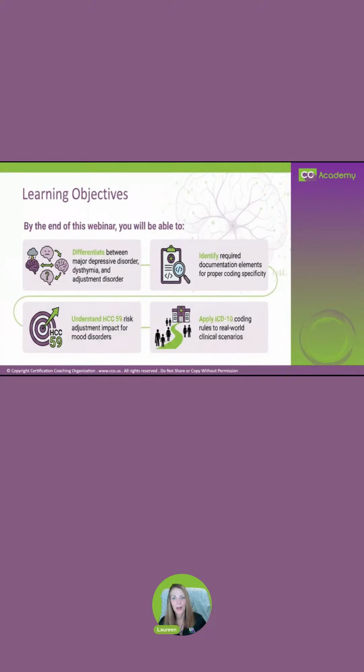So we're going to talk about what documentation elements you absolutely need to code these correctly, because we can only code what's documented, right? That's our golden rule. Then we're going to talk a little bit about HCC 59, which is the risk adjustment category for mood disorders. And finally, we're going to apply everything we learned to some real world scenarios, so you're not just learning theory, you're going to get to practice it. I hope that sounds good.